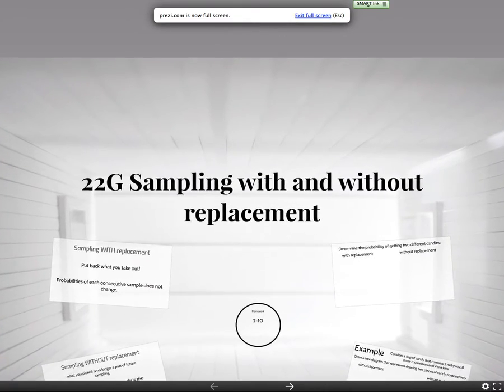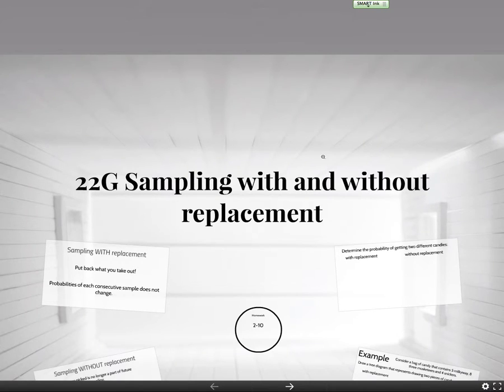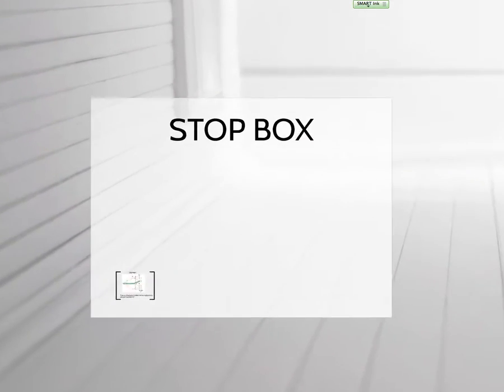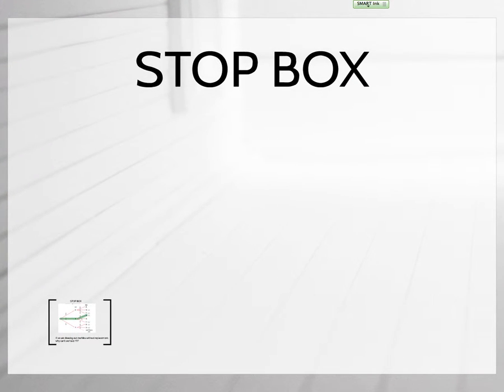Medium. Except for this is looking strange. Alright, so the 22G is sampling with and without replacement. You've got sampling with and without replacement. Heavy? Medium. You can get your stopwatch if you haven't already.